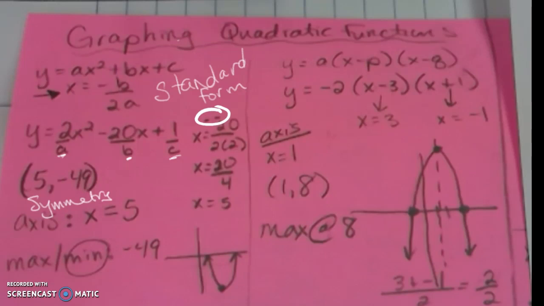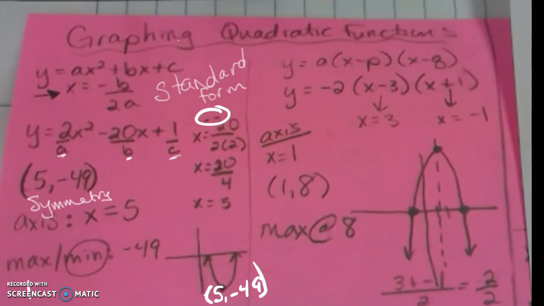To find my y value, I plug that in here. So it would be 2 times 5 squared minus 20 times 5 plus 1, and that ends up giving you negative 49, which is a huge number. Then I just graph it, and if I wanted to write that point, that's 5, negative 49. It goes up and over, this one would go up 2 over 1, and it is a min.